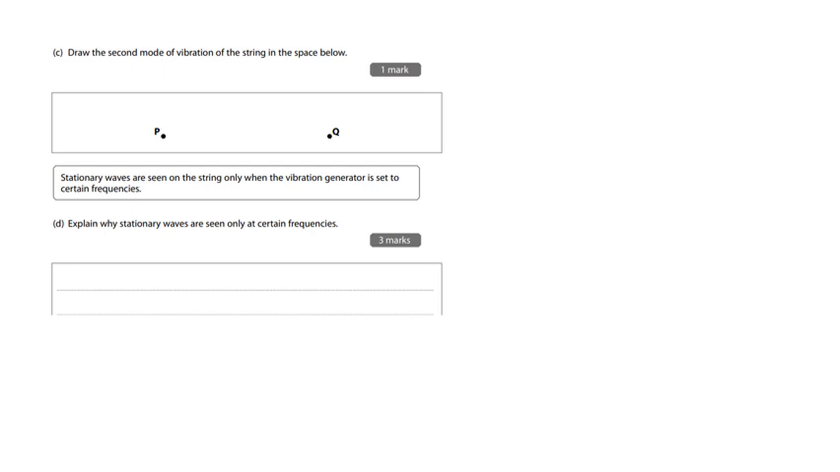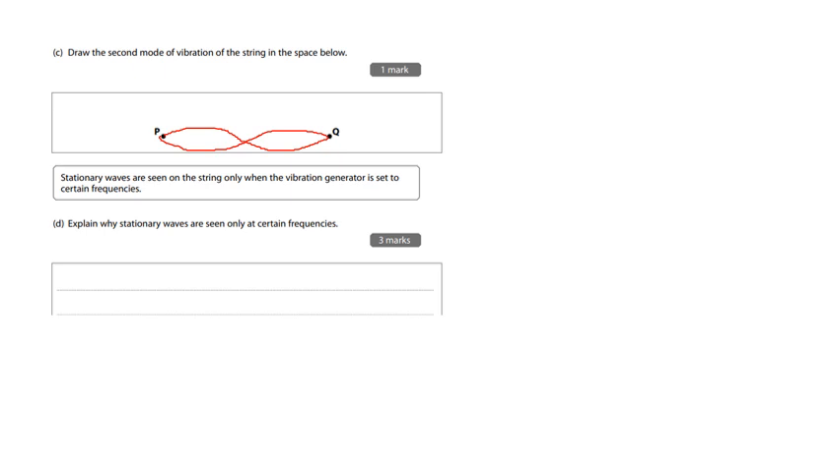Draw the second mode of vibration. So the second harmonic is 2 loops, not 1 loop, but 2 loops. So it's like this. So there you go. And that's the second harmonic. The third harmonic would be 3 loops, etc.